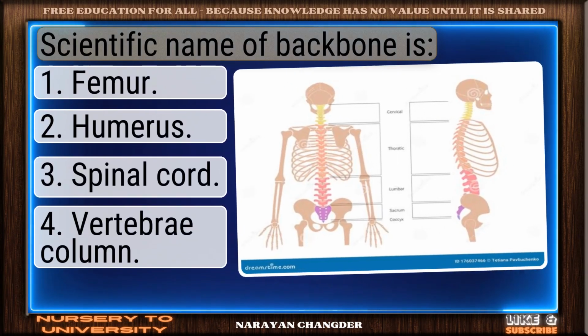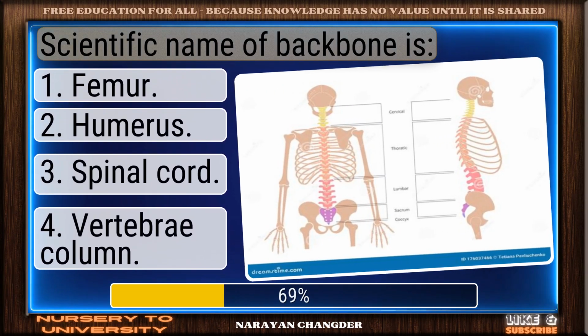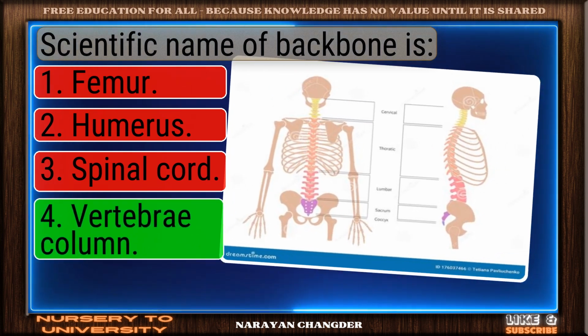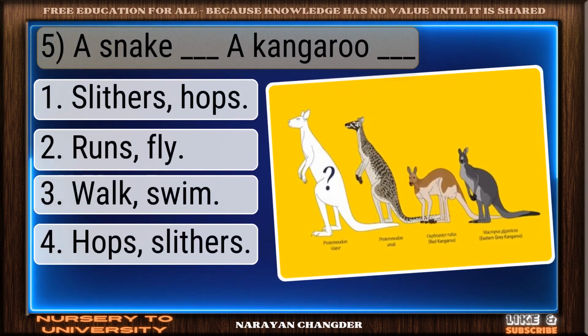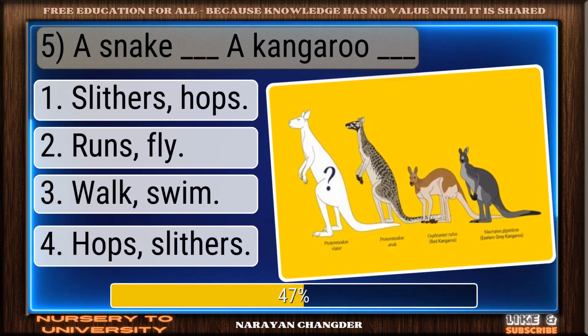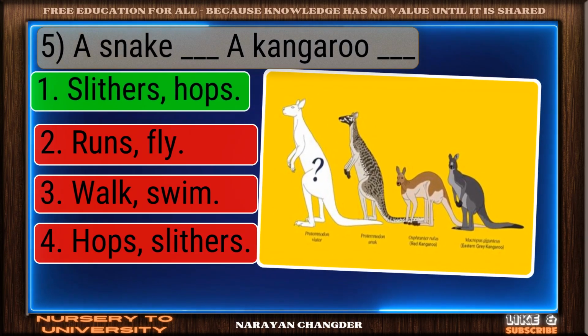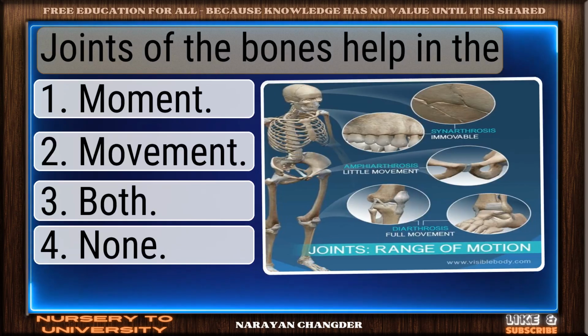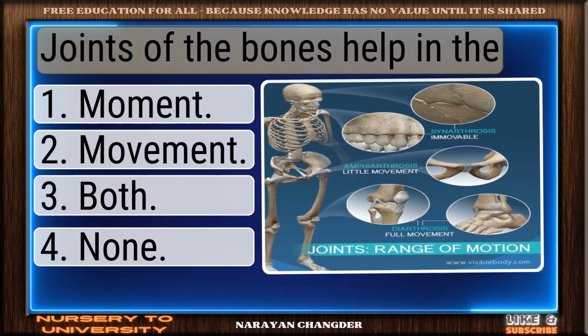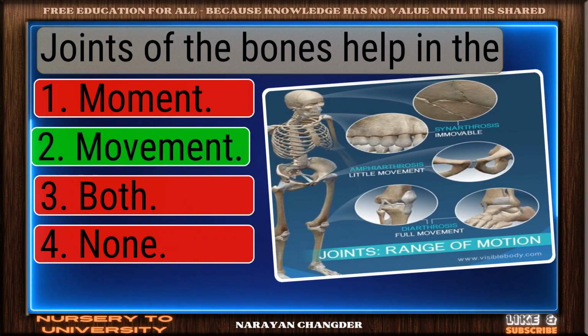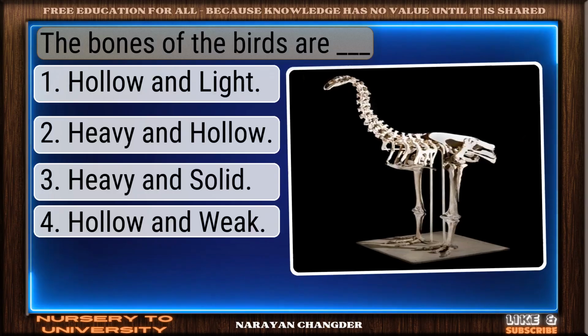Scientific name of backbone is? On track. Vertebrae column is the correct answer. A snake dash, a kangaroo dash. Correct. Slithers. Hops is the right answer. Joints of the bones help in the. Bravo. Movement is the answer.